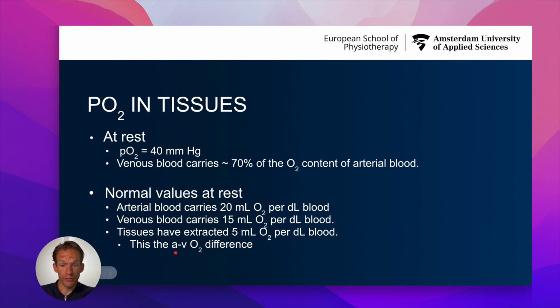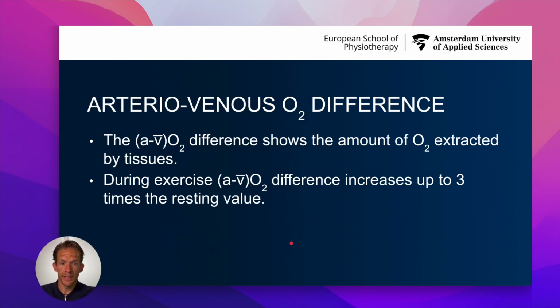The arterial venous O2 difference, more on that later, is calculated by taking 20 milliliters as the arterial content of O2, subtracting 15, which leaves you with an actual utilization of 5 milliliters of oxygen of every deciliter of blood that is passing the tissues. This AVO2 difference is very important for us later on in exercise physiology.